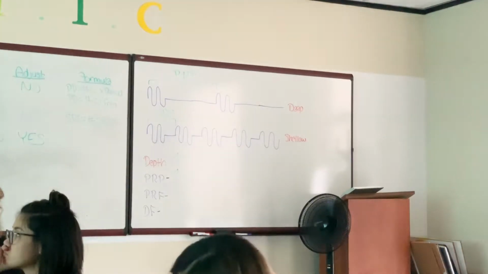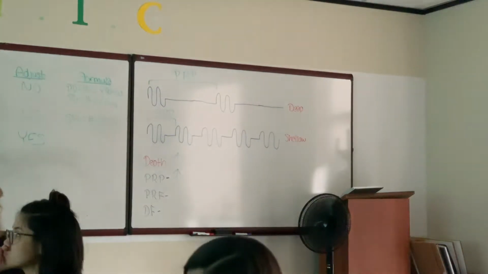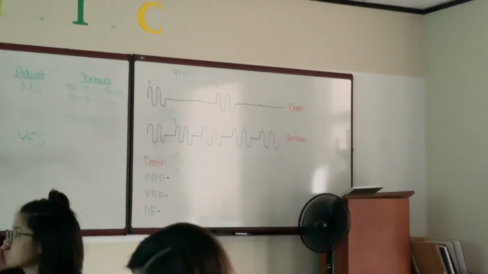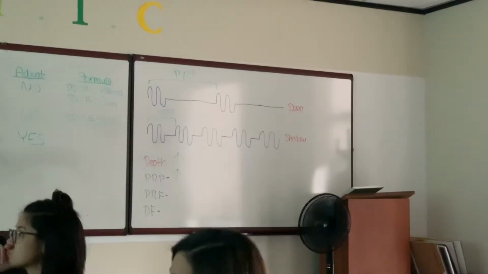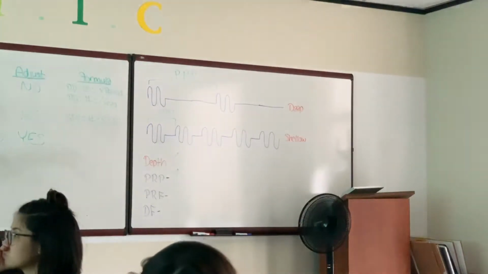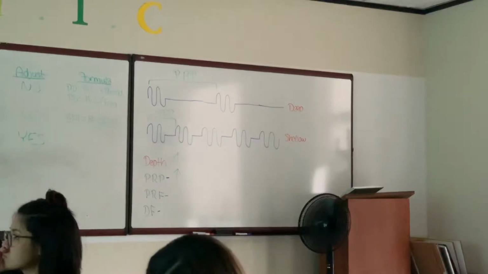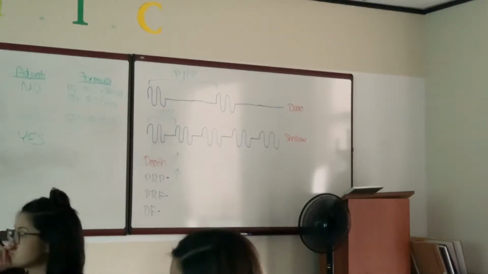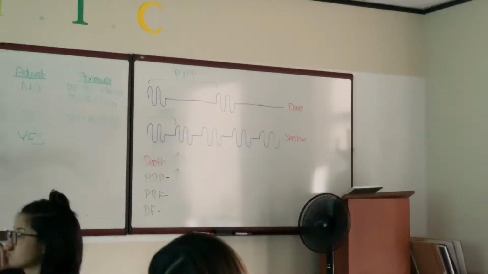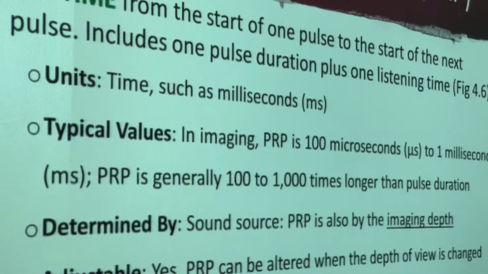I want to make sure we get pulse repetition period, which is the time from the beginning of the pulse to the beginning of the next pulse. Okay? One on time, one off time. One talking time, one listening time. Remember guys, talking time is equivalent to our pulse duration. The time it takes from the beginning of one pulse to the end of that pulse. Alright?